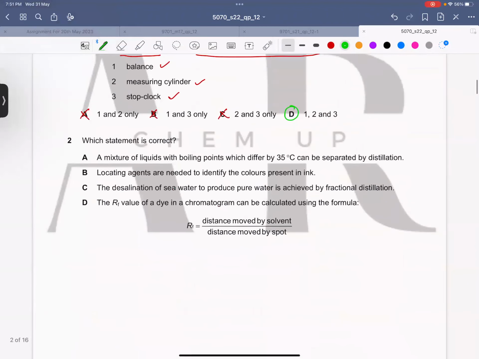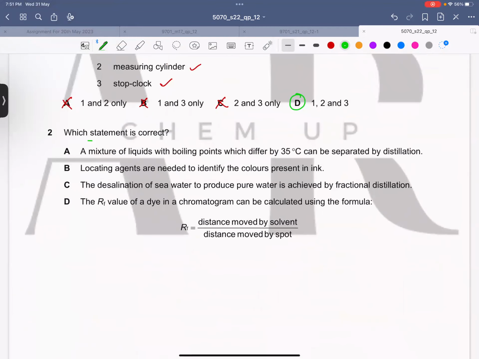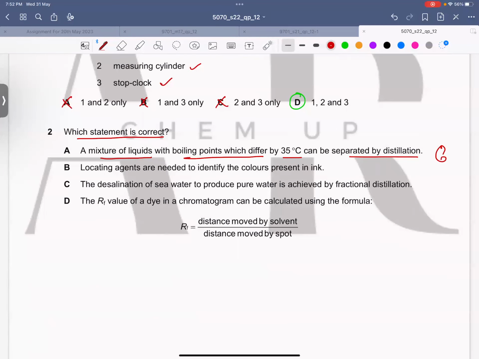Now, question number 2. Which statement is correct? A mixture of liquids with boiling points which differ by 35 degrees Celsius can be separated by distillation. Yes, it can be correct because they have different boiling points, so we can separate them with distillation. But let's figure out the other options.